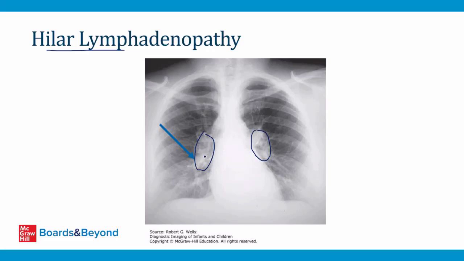When you see these fluffy areas, one on the right, one on the left, they're bilateral, that's hilar lymphadenopathy. This is a classic finding of tuberculosis. It also occurs in sarcoidosis and some other conditions, but the 2 conditions you definitely want to remember for hilar lymphadenopathy for your board exams are tuberculosis and sarcoidosis.